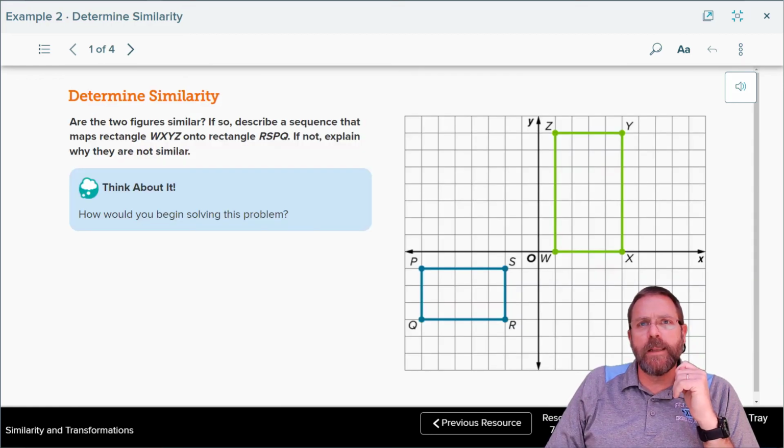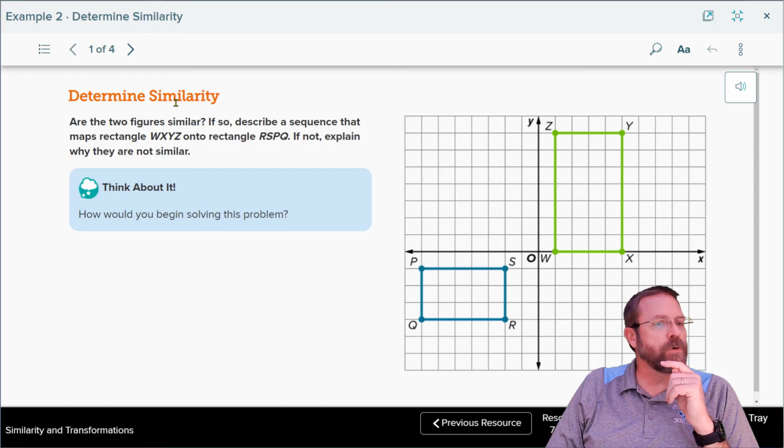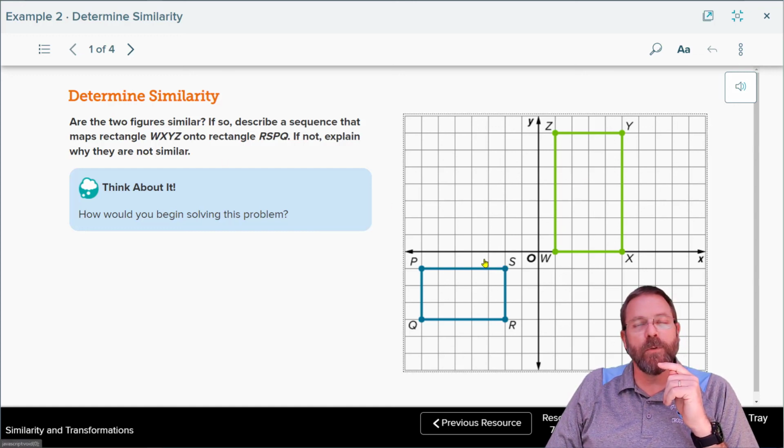I think we're going to end part 1 here. We're going to come back in just a minute to part 2, where we're going to start on example number 2, which wants to find out whether or not these 2 rectangles are similar. I don't think they are, but we're going to find out.